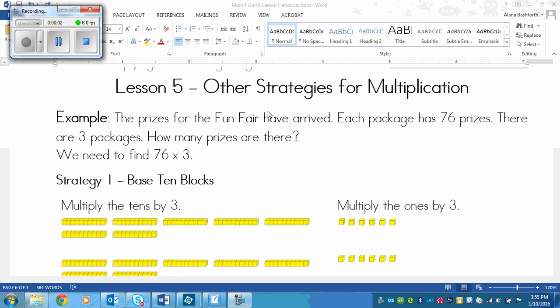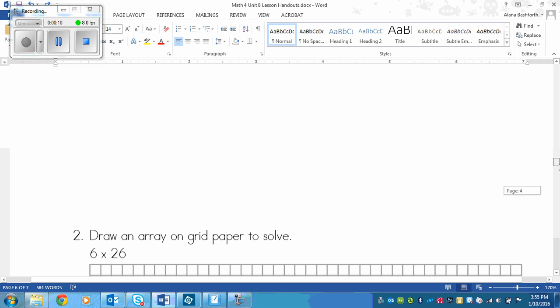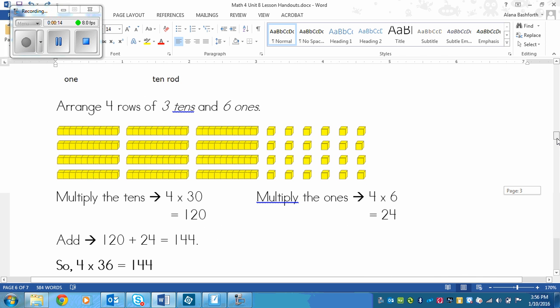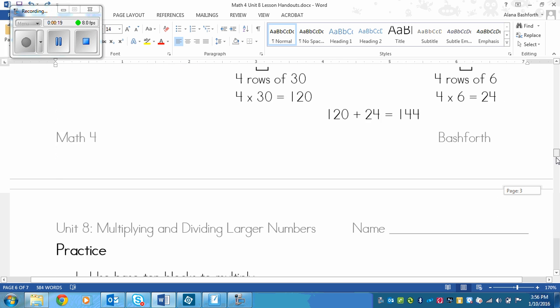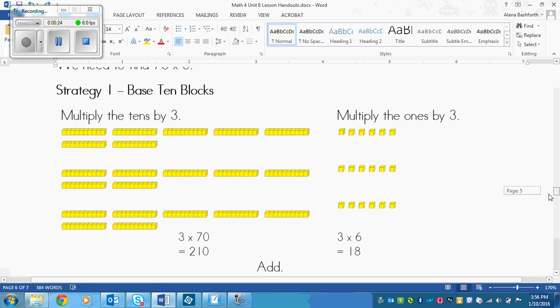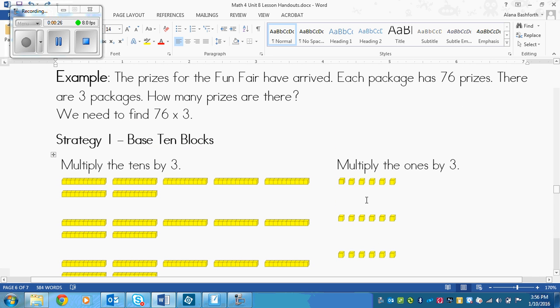This is a lesson on other strategies for multiplication. So last day you looked at how to use arrays and arranging base 10 blocks into rows and columns. The first strategy that we're going to look at in this lesson is using base 10 blocks again. Now this one doesn't use rows and columns as much, though you could do that if it made sense to you.